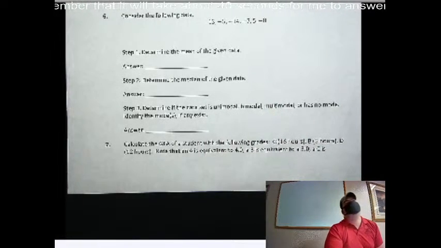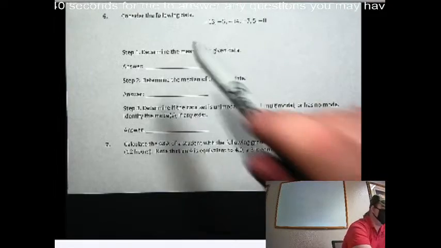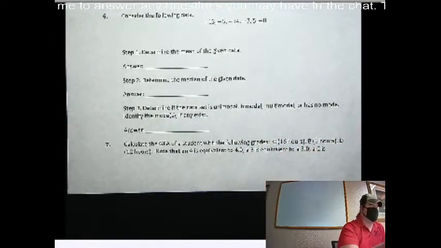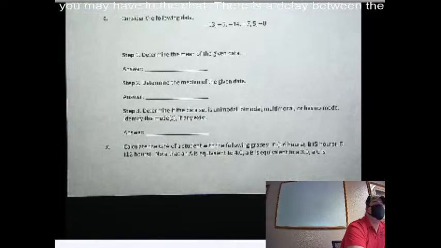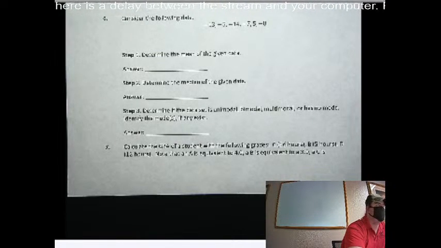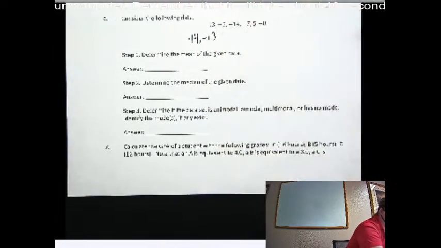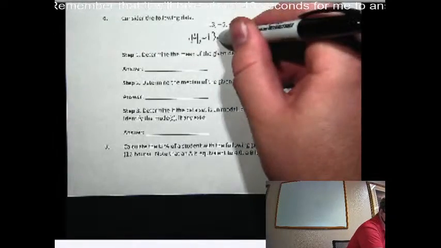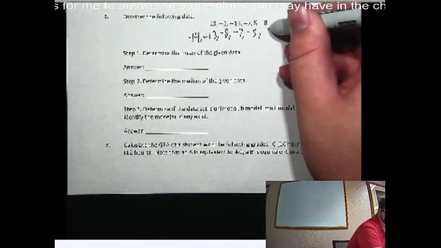Okay. Next, consider the following data. And it wants us to find the mean, median, and mode if there is a mode. Okay? So, we need to do what with our numbers before we do anything else? Order them. Good. So, let's see. Smallest number is negative 14, and negative 13, negative 8, negative 7, negative 5, and then just regular old 5.